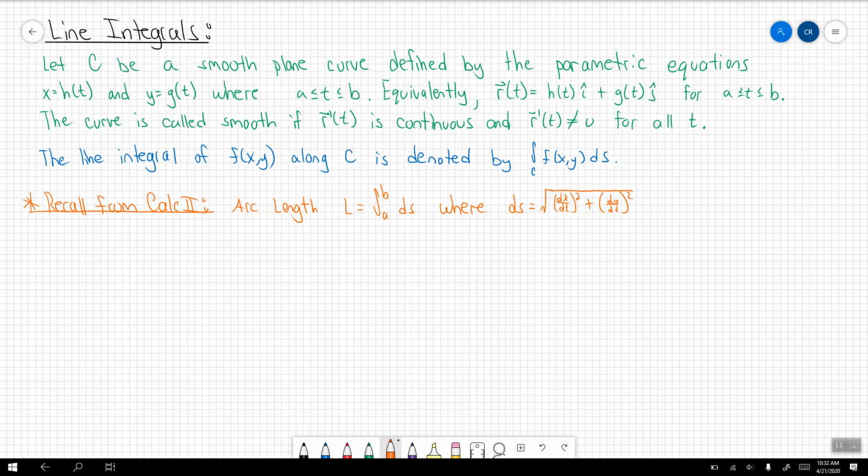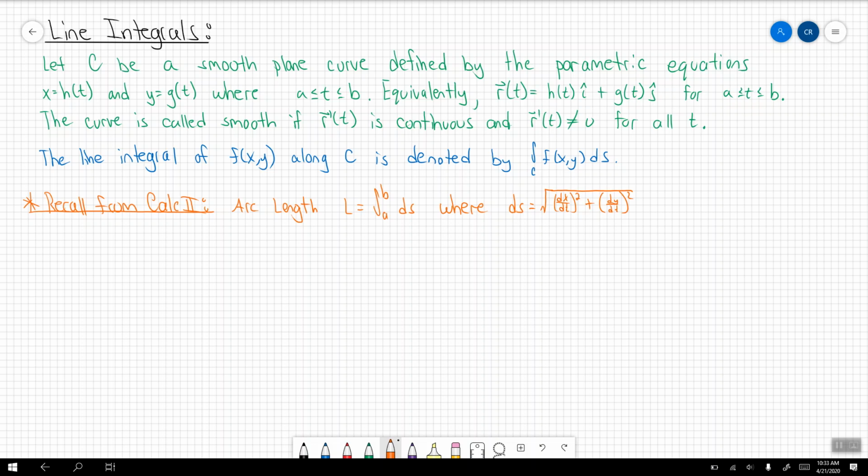Now on screen you have the definition for these line integrals. It says, let C be a smooth plane curve defined by the parametric equations h of t and g of t, where they're going to be x and y respectively in the parameterization for the vector function. That's given by this right here. And we want to make sure that we bound our t values between a and b. That way we can find what different parameter values we're going to be looking at.